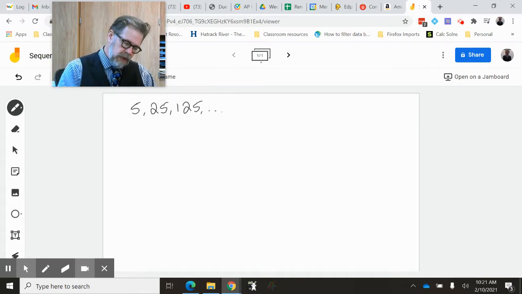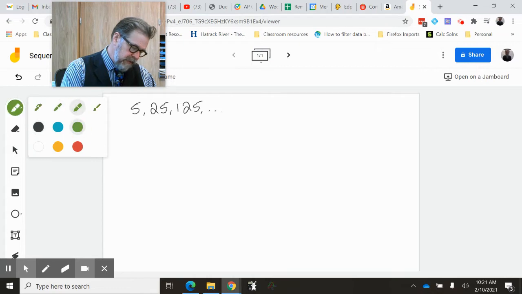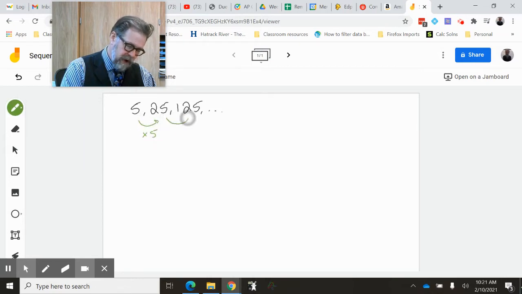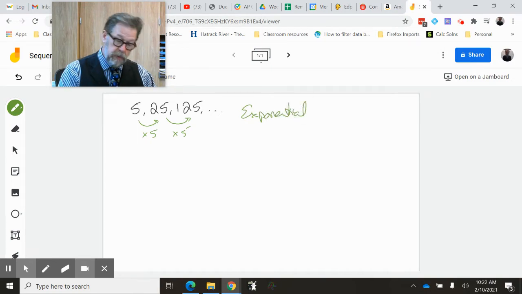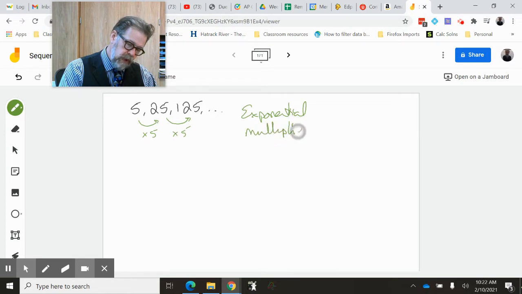So when I look at this, the first thing I need to ask myself is, well, what is happening here? Well, what I'm doing is I'm multiplying by 5, and I'm multiplying by 5 again. So clearly, this is an exponential constant multiplication with a multiplier equal to 5.